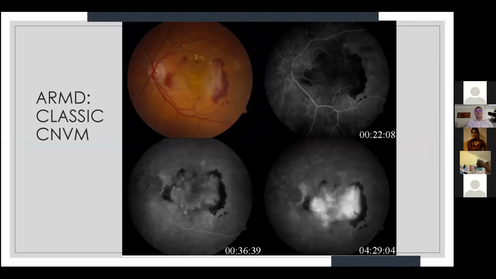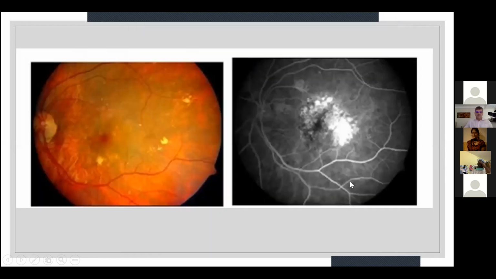Coming to the first picture, this is a classic CNVM where we can see the typical lacy pattern and well-defined borders, as we can see here. This hypofluorescence is because of the hemorrhage that can be seen clinically, blocked fluorescence. So there is an increase in intensity as we go towards the end of the fluorescein angiography. This is the other type, called the stippled pattern with irregular margins, seen in case of a fibrovascular PED in a CNVM.